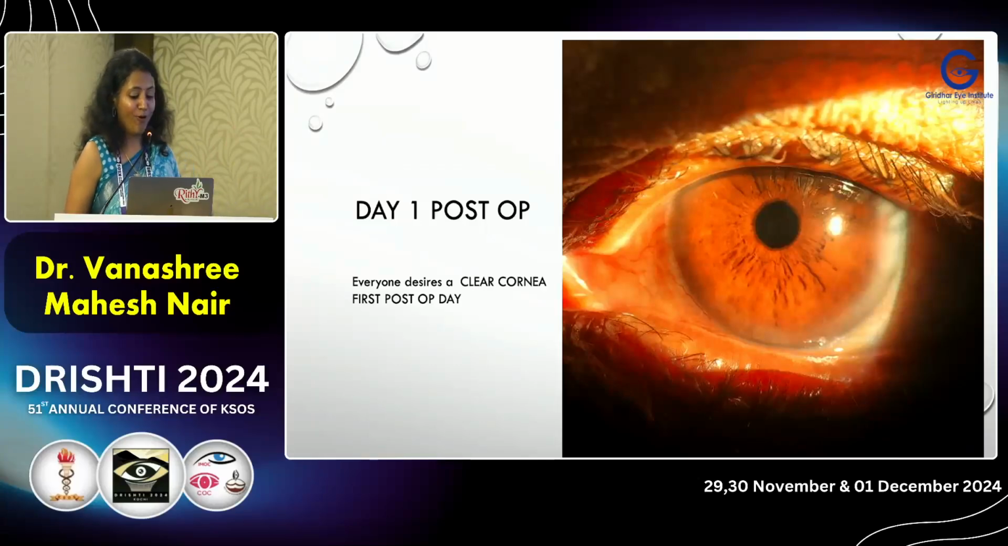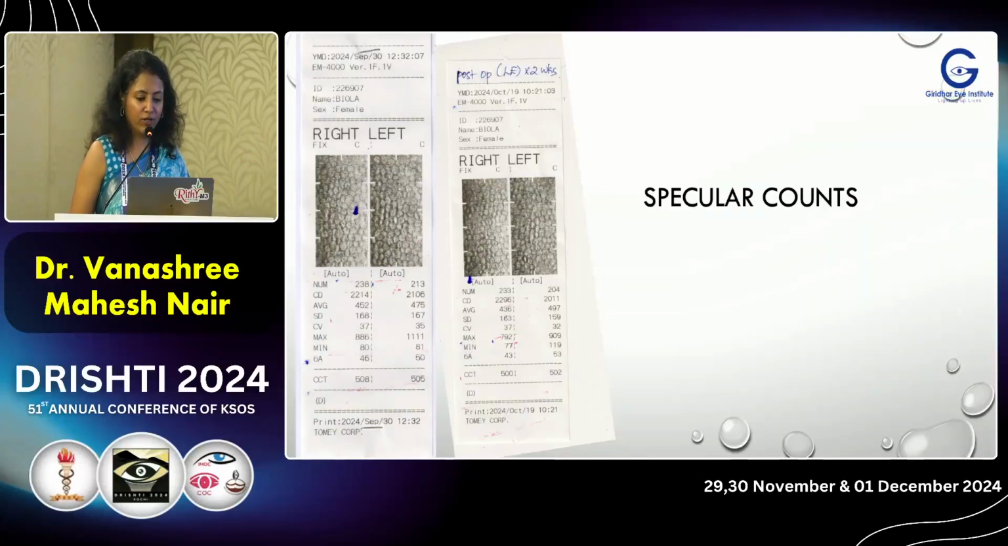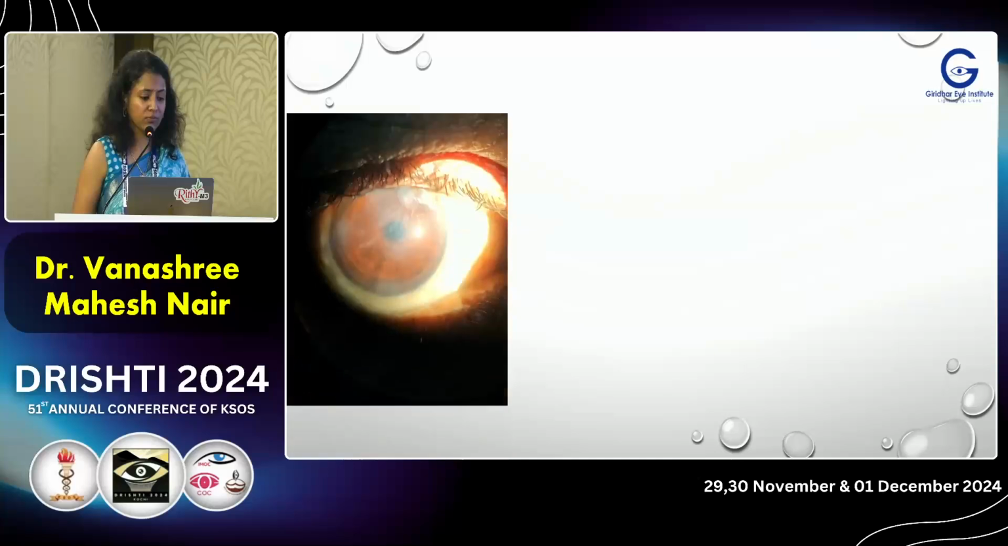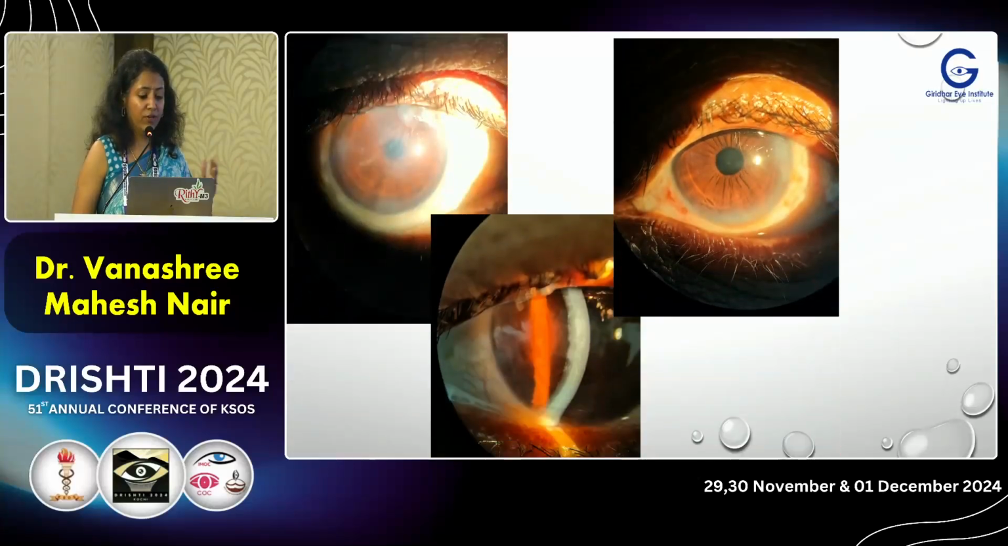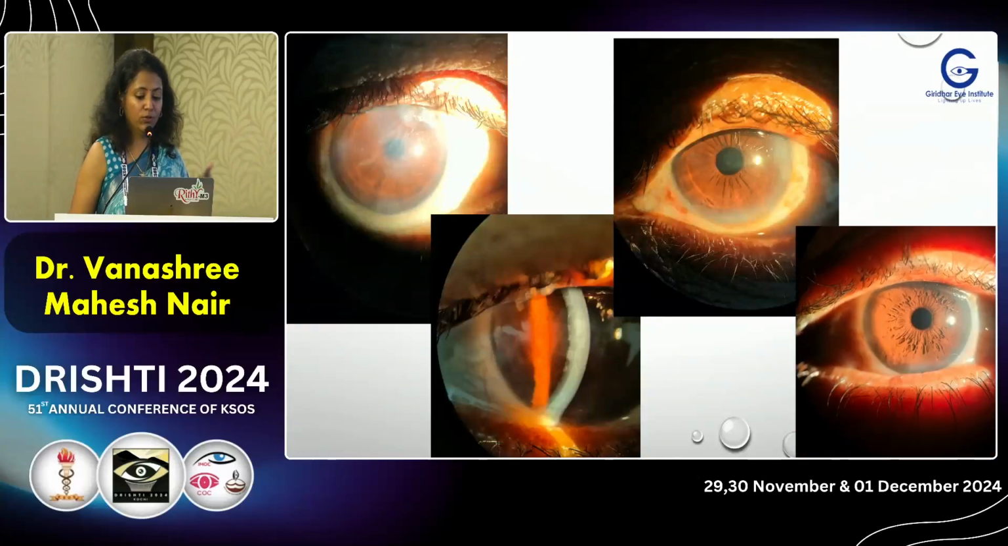So all of us want a picture like this on day one. We are happy when we see a clear cornea on day one. We want specular counts which remain almost the same pre-op and post-op. But sometimes we are disappointed and we have a picture like this, and we hope that we go from picture 1 to picture end in our journey of doing cataract surgeries.